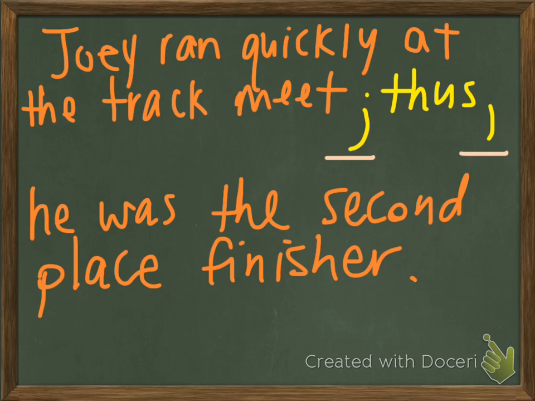All right, so again, we've got two independent clauses or simple sentences that are being joined with a conjunctive adverb that shows a relationship.